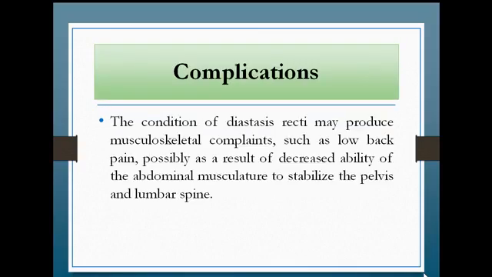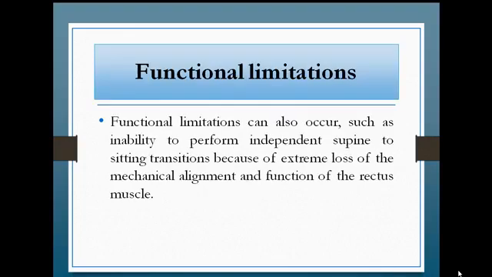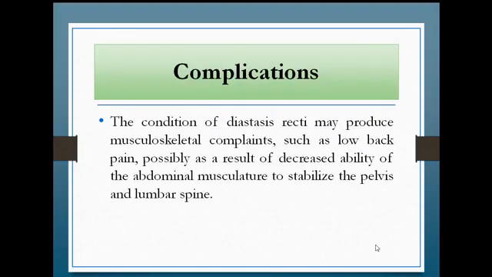So there are complications. The separation of the rectus abdominis muscle can cause many complications. As you can see, it is the muscle which controls trunk flexion. On the opposite side, there is the lumbar region, with the back muscles which control lumbar extension. Sorry, the trunk extension.